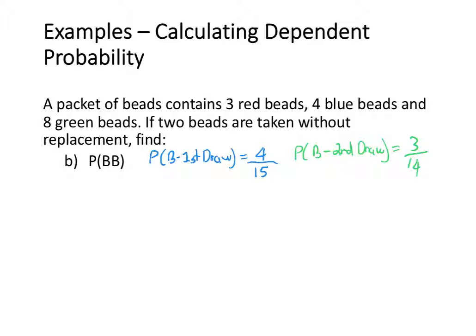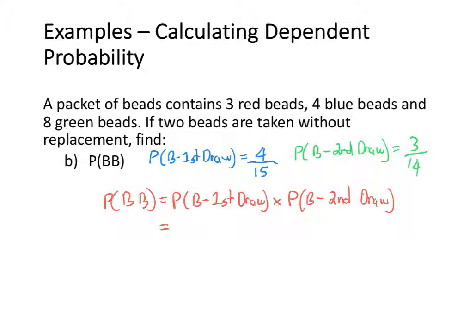So now that I've got my two individual probability calculations, I can calculate the probability of getting two blue beads by multiplying them together. So that is going to equal the probability of a blue on my first draw, 4/15, times the probability of a blue on my second draw, 3/14. Now, multiplying the two fractions together, that is going to equal 12/210, which can simplify to 4/70. So the probability of getting two blue beads is going to be 4/70.